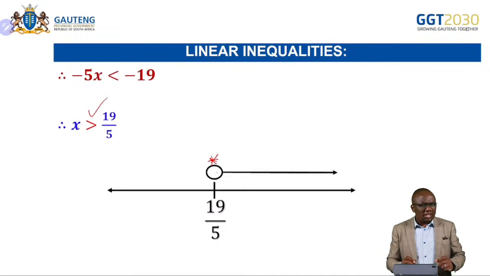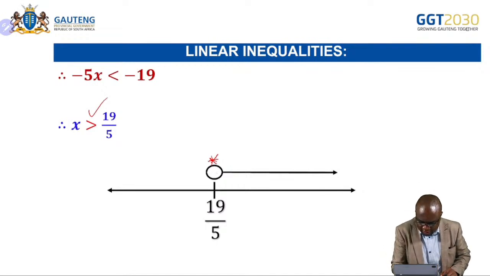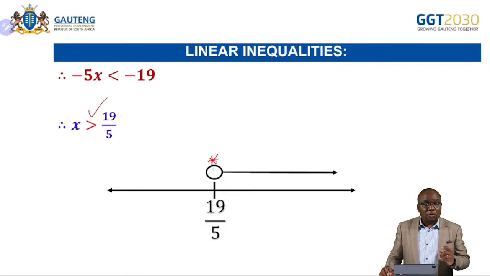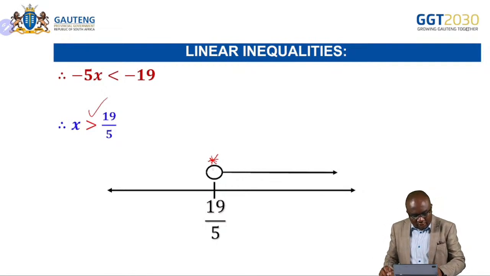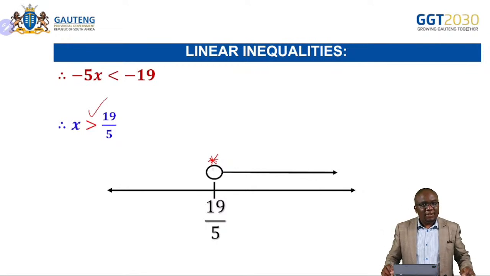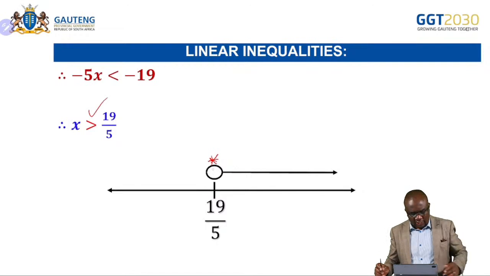Do you say open dot? It can be a dot, open dot. It's an open like this. It's just a circle. Okay, just a circle like that. Okay? Because the 19 over 5 is not included. It's not part of the solution. X is greater than. Okay?